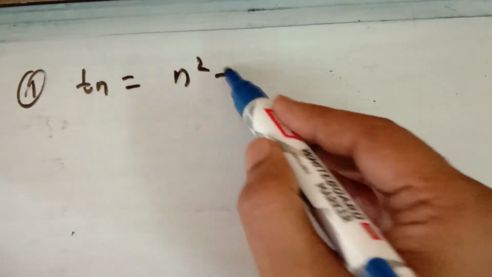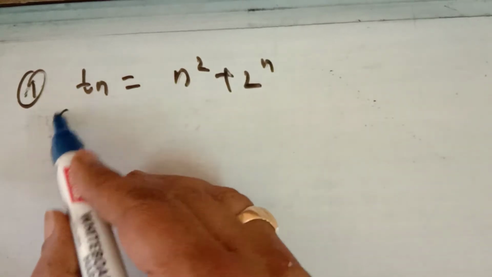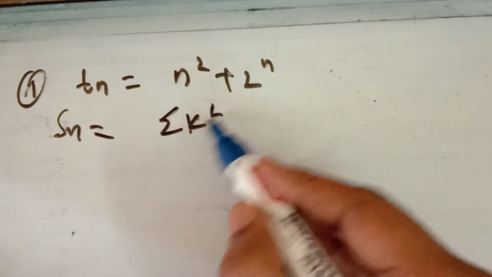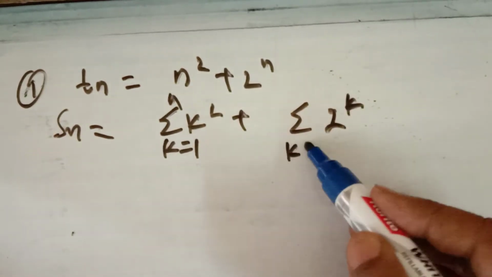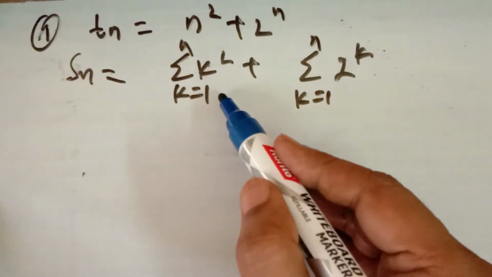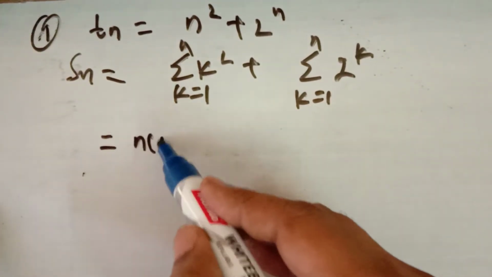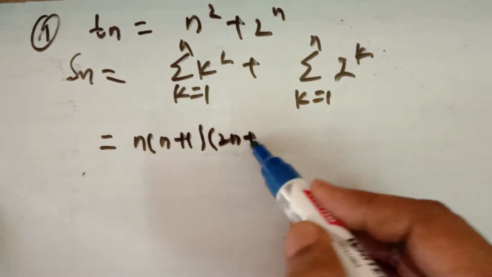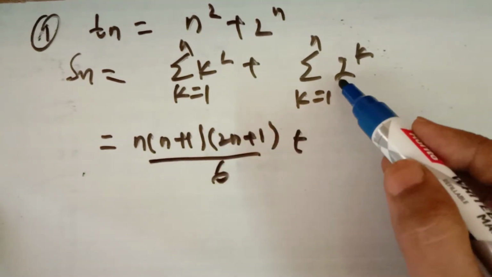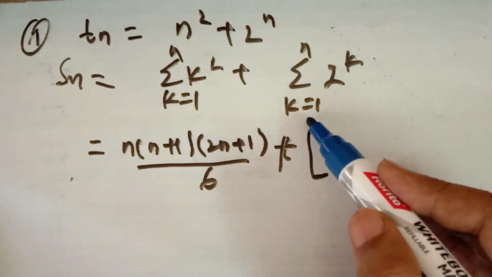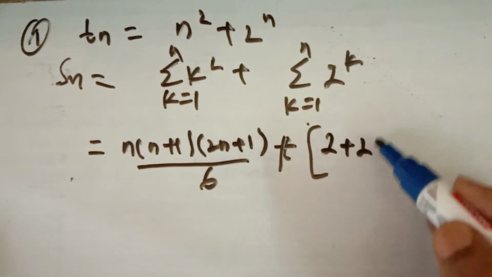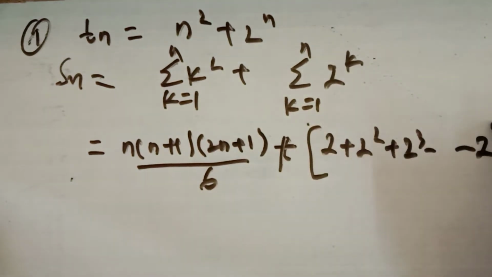Let us take another, that is question number 9. Again, it is given that the nth term is n square plus 2 raised to power n. So if you find the sum, it will be summation of k square, k from 1 to n, plus summation of 2 raised to power k, where k is 1 to n. Now we know the formula for the first, which is equal to n(n plus 1)(2n plus 1) upon 6. But there is no formula for the summation of 2 raised to power k. So you simply replace the value of k from 1 to n: 2 plus 2 raised to power 2 plus 2 raised to power 3 up to 2 raised to power n.